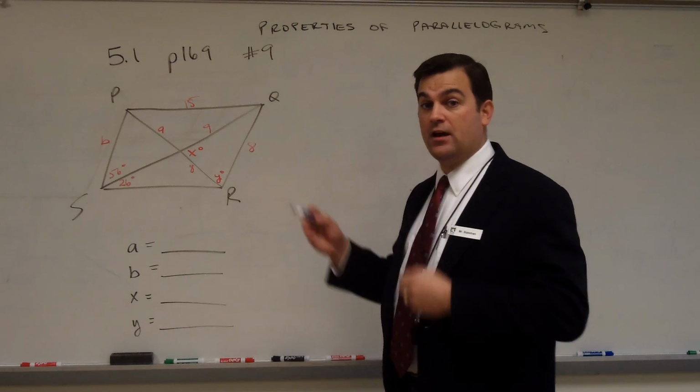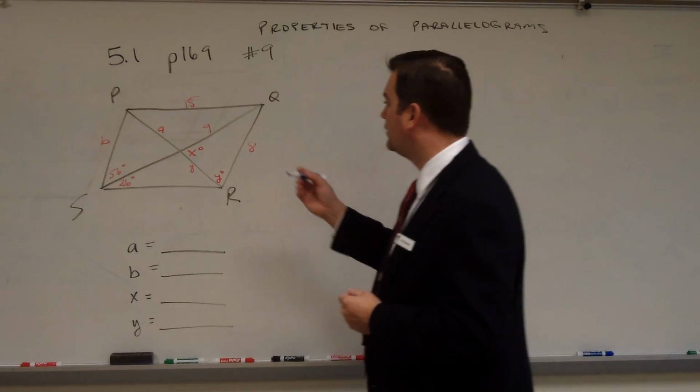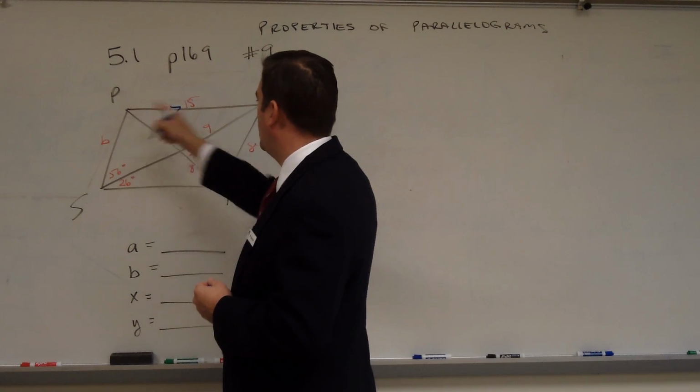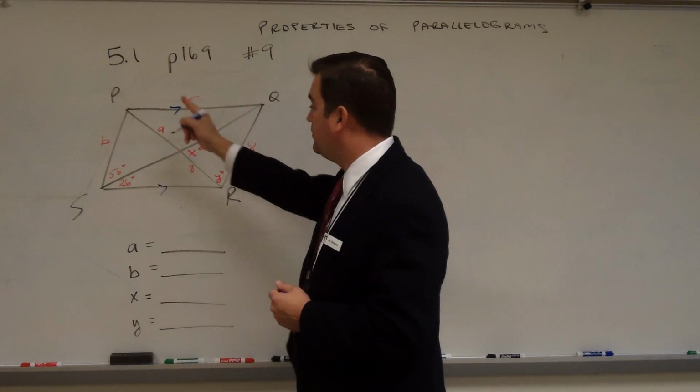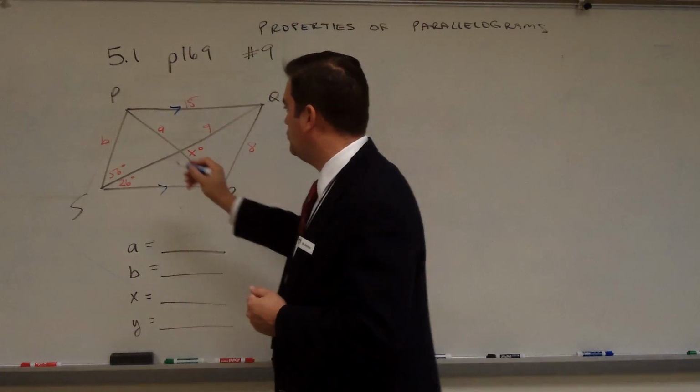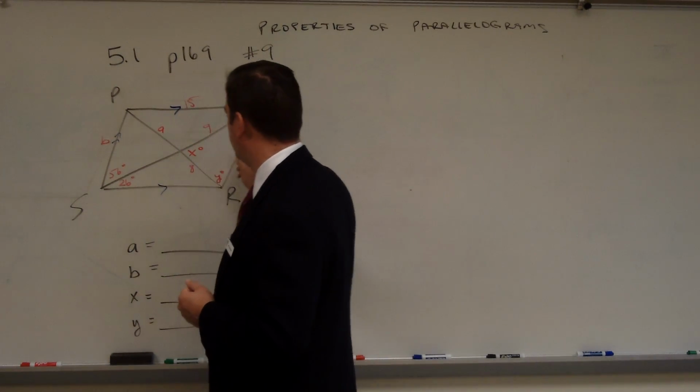A parallelogram is defined as 2 pairs of parallel lines. Therefore, the top parallel line PQ is parallel to SR, and PS will be parallel to QR, so I label that as follows.